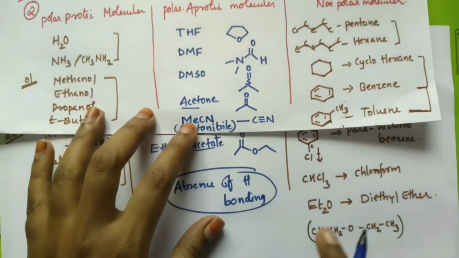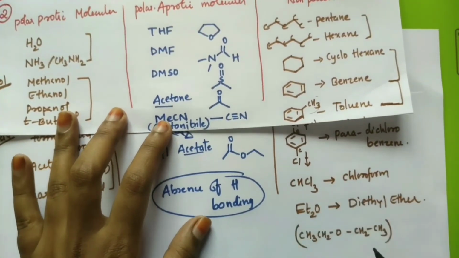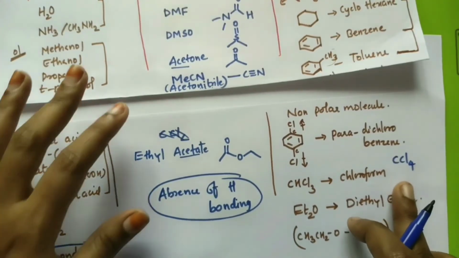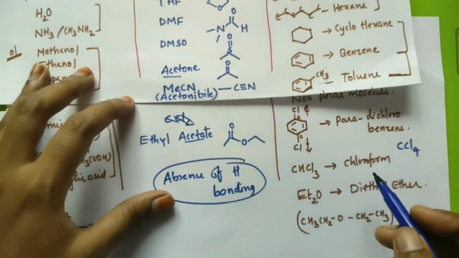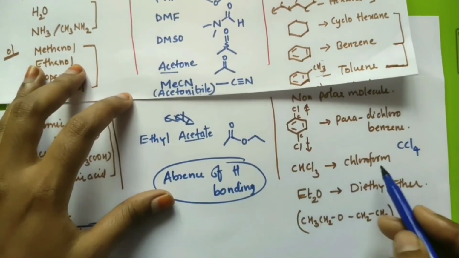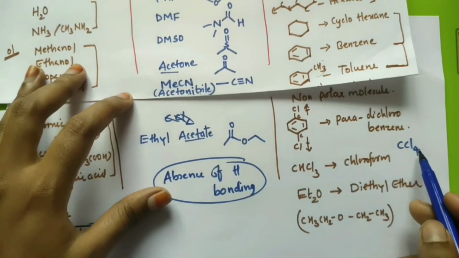One more thing I forgot to mention here, CCl4. CCl4 as a solvent is a non-polar molecule. You can remember it with CHCl3, chloroform. After chloroform you can write CCl4 as a pair.